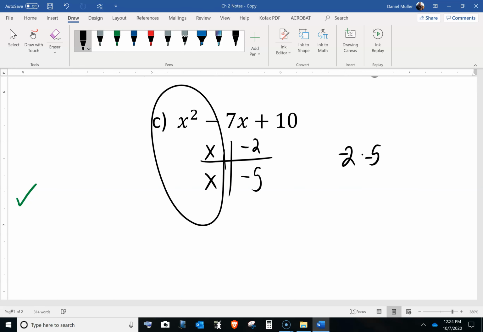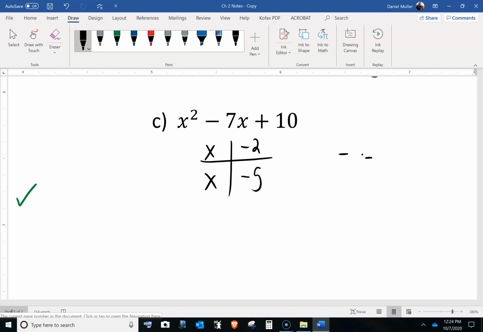So my left side still multiplies to my left. My right side, negative 2 times negative 5, still multiplies to positive 10. And my diagonals, x times negative 2, which we write as negative 2x, and x times negative 5, which is negative 5x. And if we were to add those, we would get a negative 7x. So I have factored this, looks like correctly. My middle term is a negative 7x.